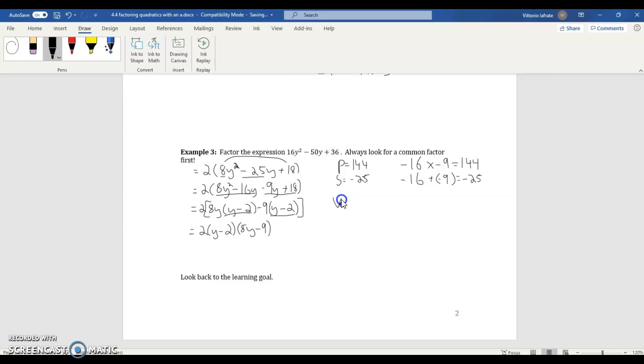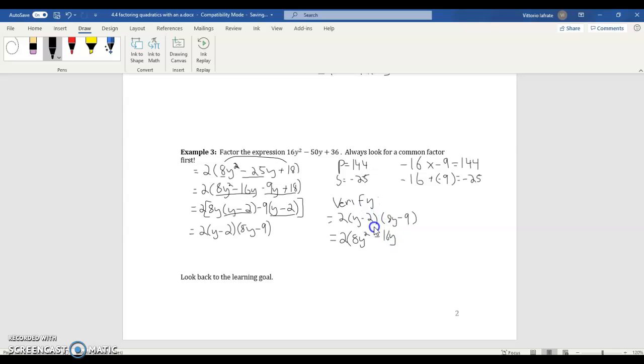So let's try that out. Let's verify by expanding using FOIL. It's equal to 2, y minus 2, 8y minus 9. And so when we expand, we'll expand our brackets here first. We'll do our 2 after. We get y times 8y, which is 8y squared, minus 2 times 8y, which is minus 16y.